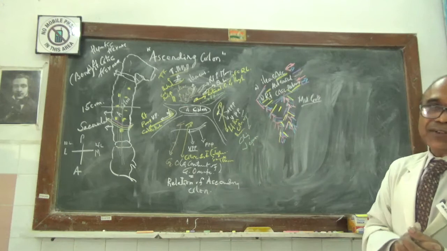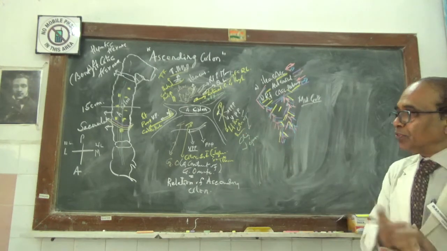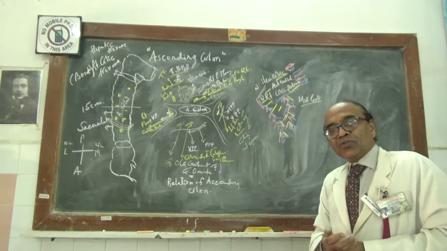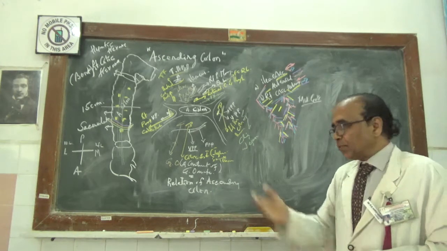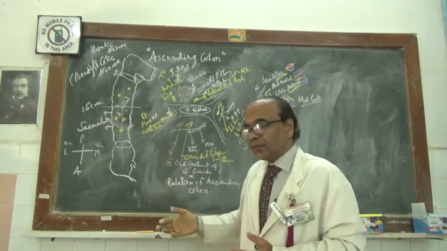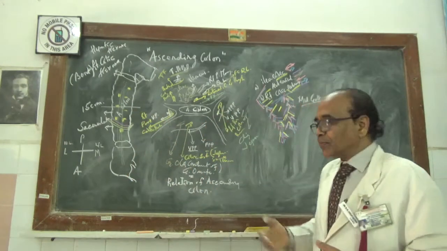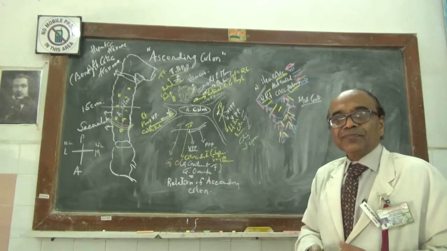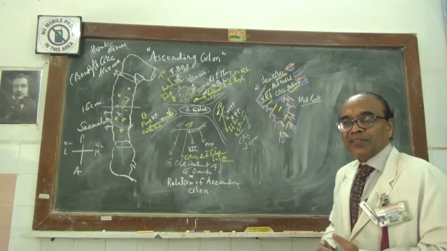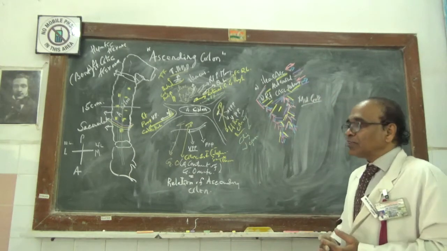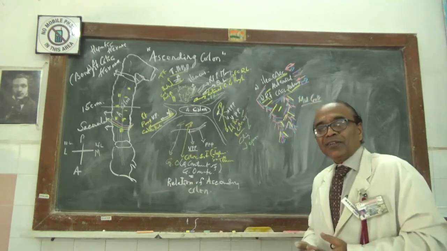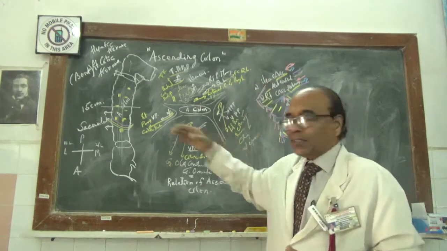Now you will get the applied anatomy. Applied anatomy of the ascending colon: inflammation is called colitis. As the cecum is the beginning of the large intestine, inflammation of the cecum is also there. The old terminology for that is cecitis. Here it is called ascending colitis, because the cecum is a part of it.